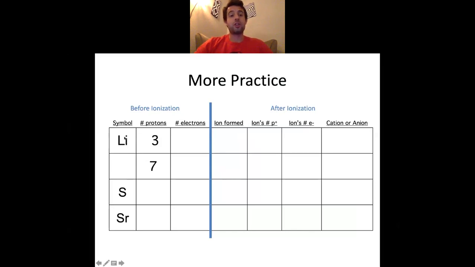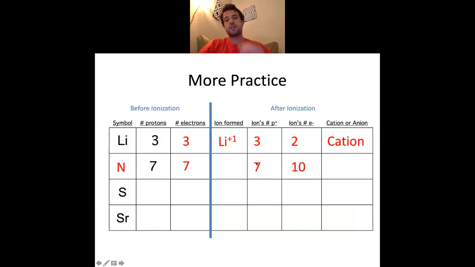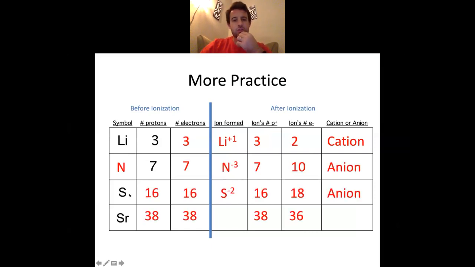Awesome. Lithium, 3 protons, 3 electrons. It's going to have 3 protons before and 2 electrons afterwards because it wants to become like helium. Helium has 2 valence electrons. That means the ion formed is going to be Li1+, which is a cation because it's positive. The next one, 7, that's nitrogen. Nitrogen has 7 protons and 7 electrons at the start. It then goes to 10 electrons at the end. It gains 3 electrons, meaning its ion will be -3, and it's an anion. Here's sulfur and strontium. Hopefully you got all this. If you have questions, please let me know.